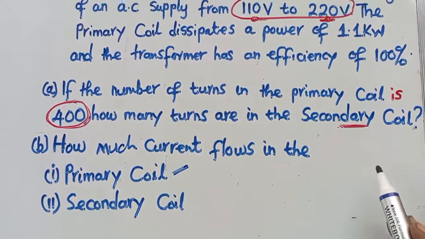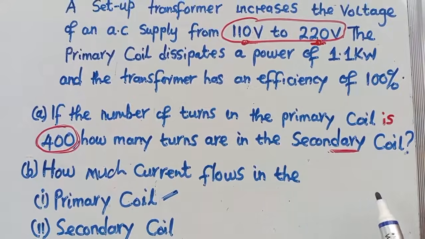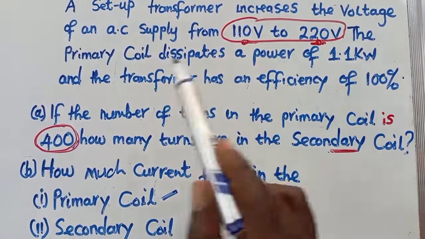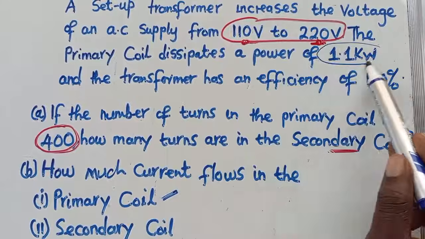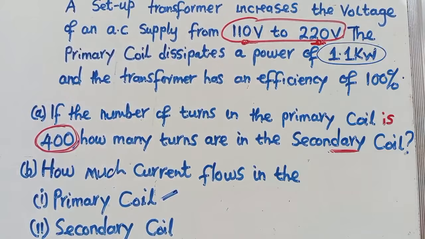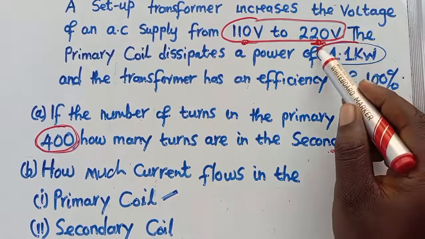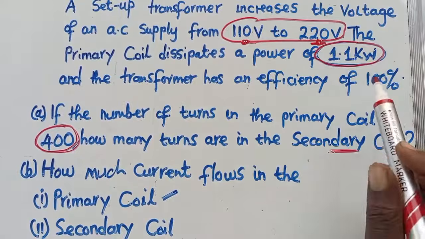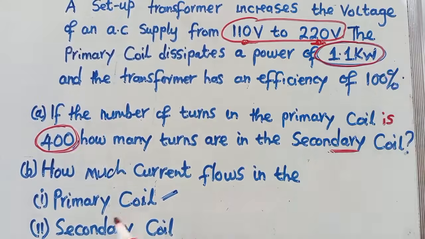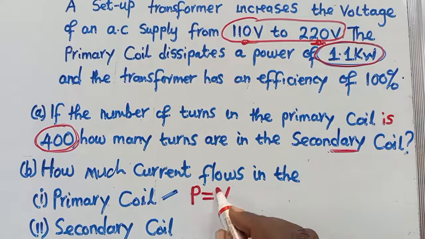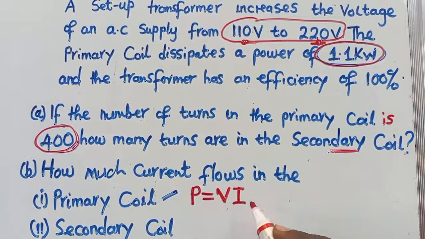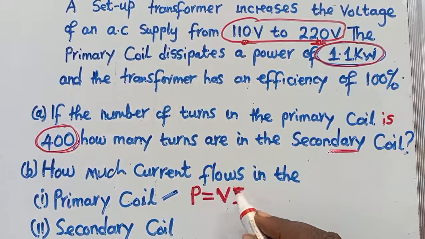If you look at this question the way it is, we are told that the primary coil dispatches a power of what? We are given this power, which is 1.1 kilowatts. So to find the current, you know that power is equal to voltage times current. So we are looking for this current.